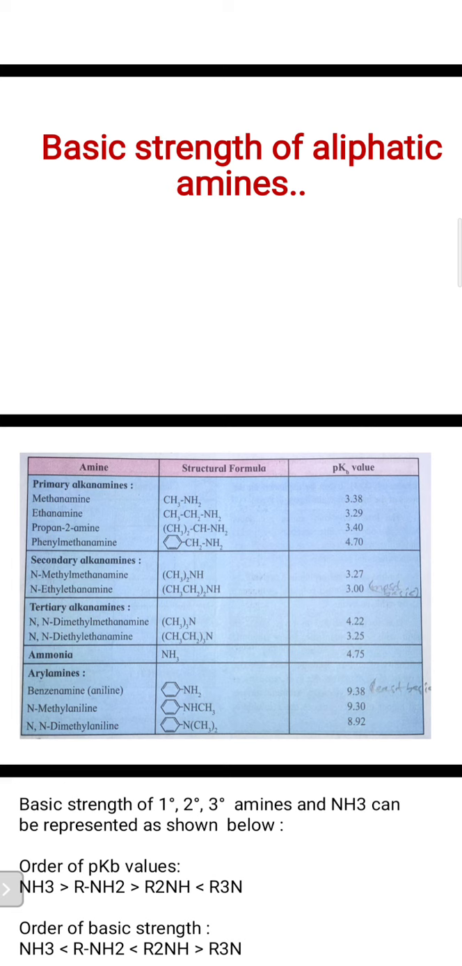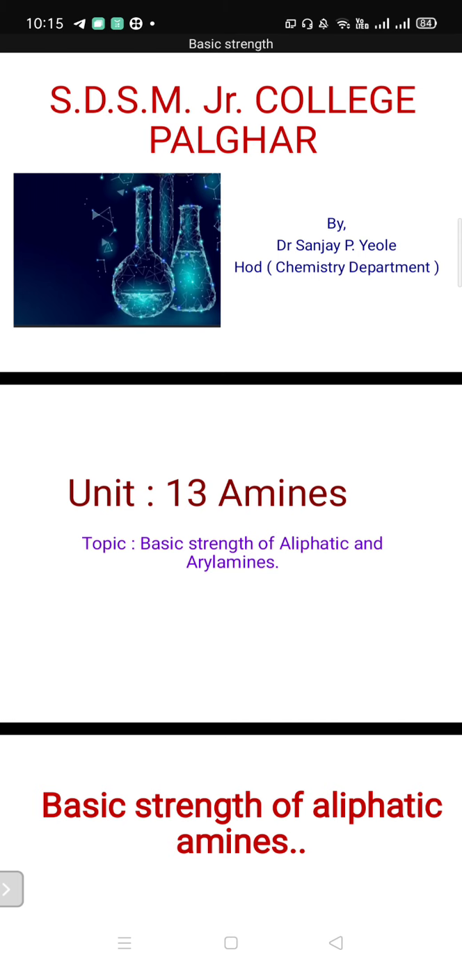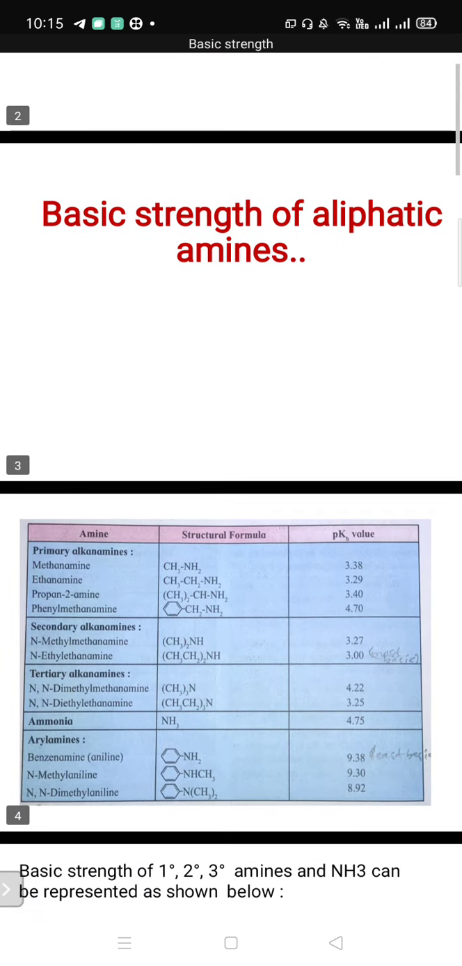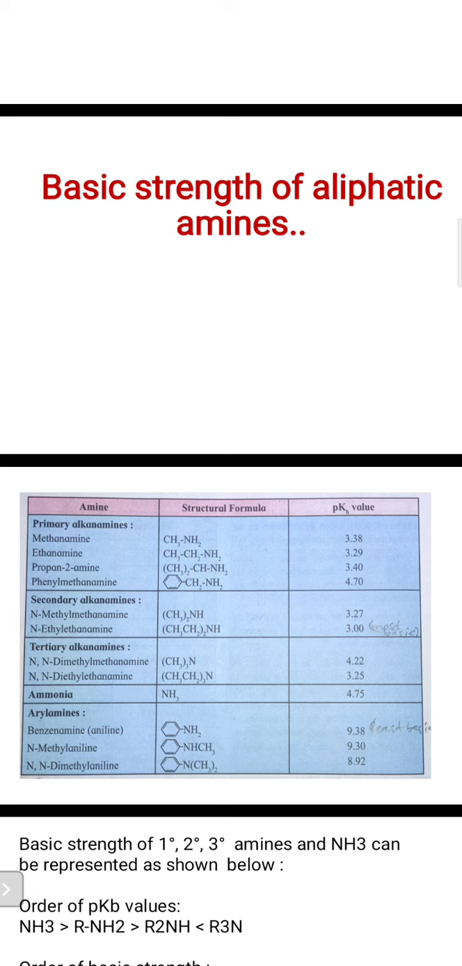Last time I gave one table. The same table we are going to continue, because that table includes the information about the standard formula as well as their pKb values and the names of the amines. Students, for the basic strength of aliphatic and aromatic amines, I gave one table last time also. The table contains three columns: amines, second one is structural formula, and its related pKb values. About that, I explained which is the most basic and which is the most acidic.